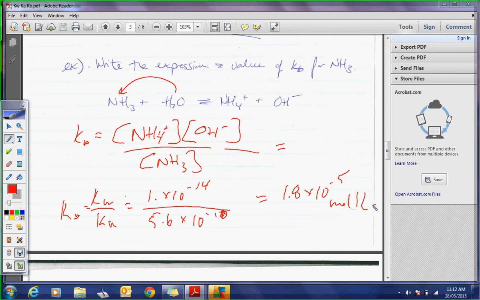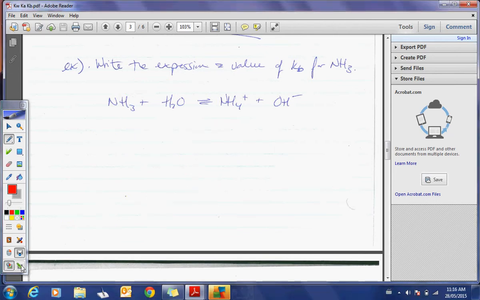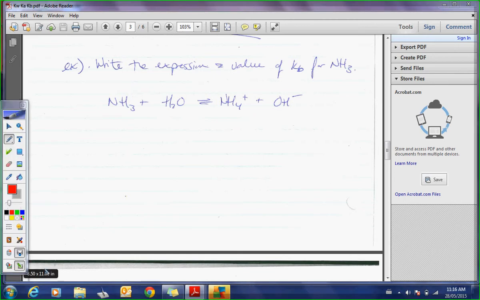Right. So here's the danger. The danger is you look at that and go, it's the same. Not going to think about it. Here's the bad thing. They will give you a reaction like this. Can I get a blank page somewhere? They will give you an equation like this.